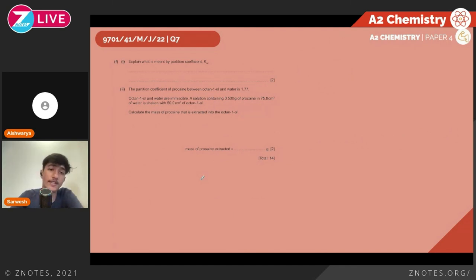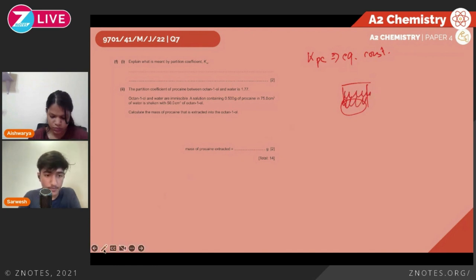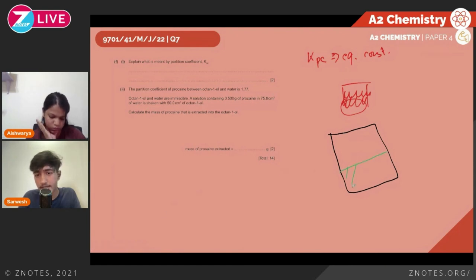What is the partition coefficient, KPC? Basically, the partition coefficient is an equilibrium constant. So let's say you've got 2 liquids in a vessel over here. Let's do it this way. Okay, so you've got liquid 1 and over here, liquid 2. So liquid 1 and liquid 2, they are immiscible. They do not mix with each other.